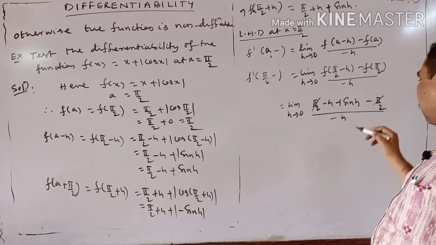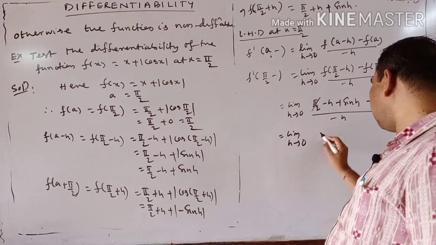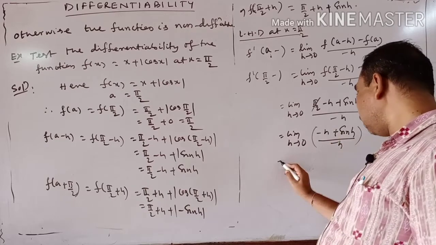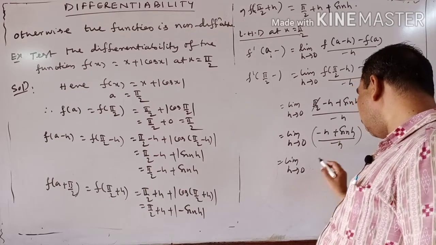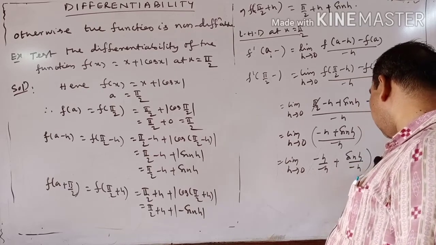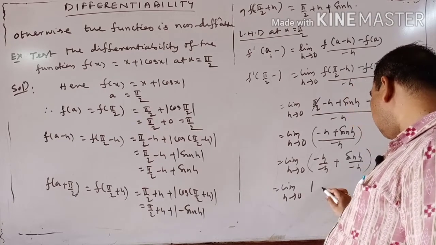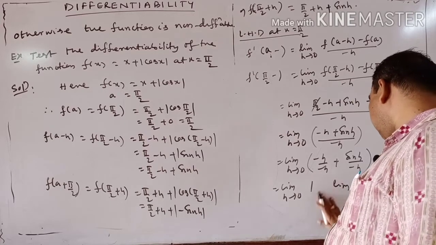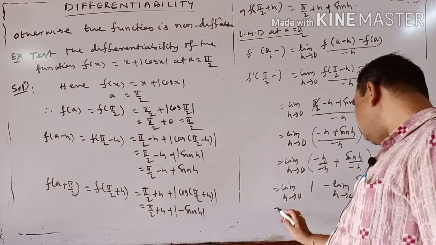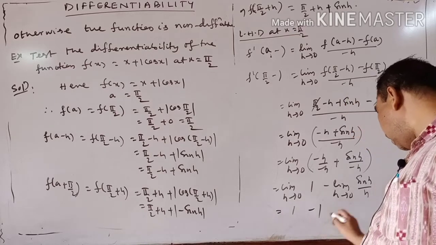So pi by 2 cancels with pi by 2. So this is equal to limit h tends to 0 of minus h plus sin h divided by minus h, which is limit h tends to 0 of minus h by minus h plus sin h by minus h. So this is 1 plus, now minus, limit h tends to 0 of sin h by h. So this is equal to 1, since the limit of a constant is constant, minus this also 1.